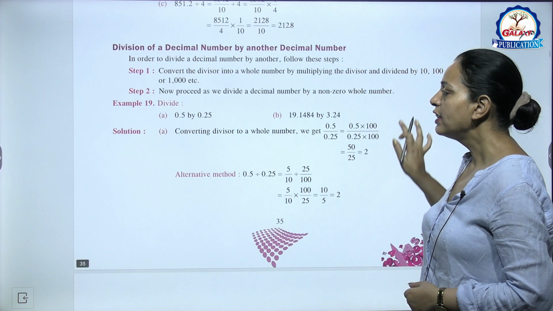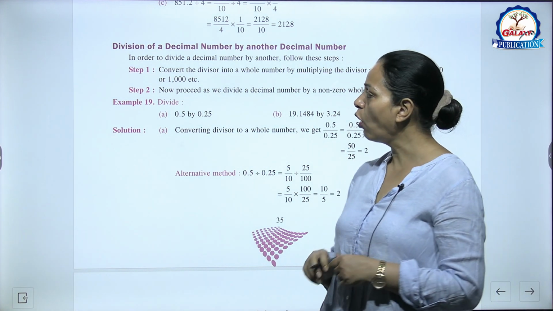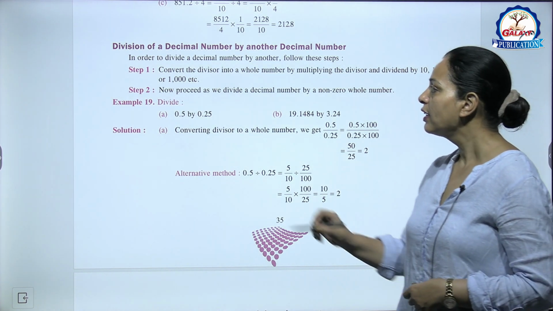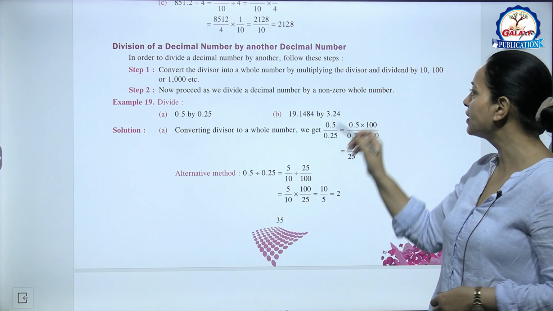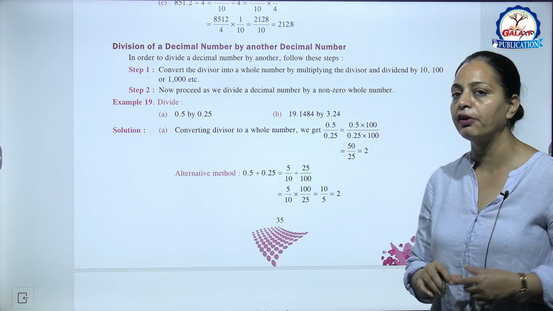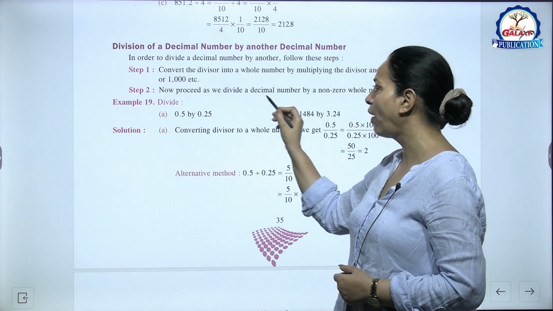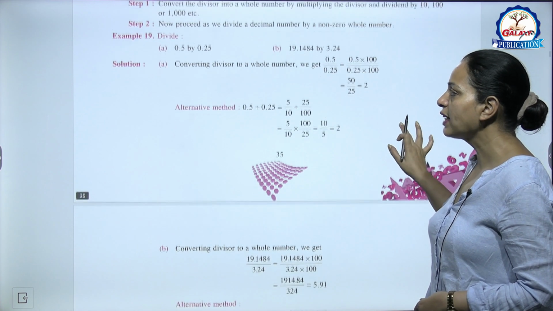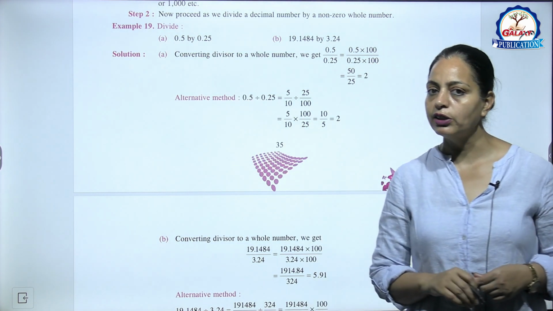Now the next, division of a decimal number by another decimal number. In order to divide a decimal number by another, follow these steps. Step 1. Convert the divisor into a whole number by multiplying the divisor and dividend by 10, 100 or 1000, etc. Step 2. Now proceed as we divide a decimal number by a non-zero whole number. See example 19. Divide 0.5 by 0.25.